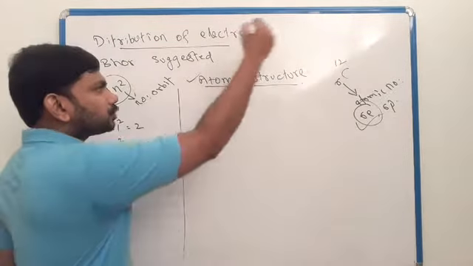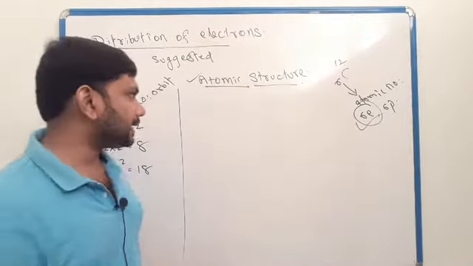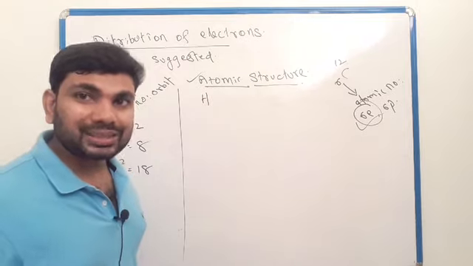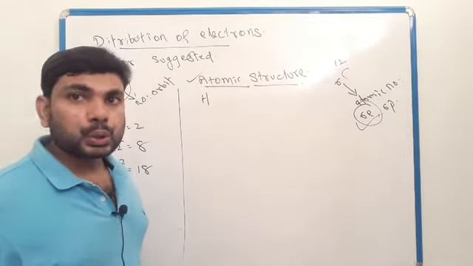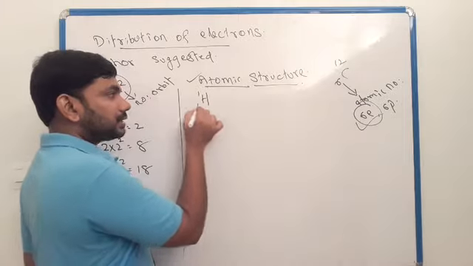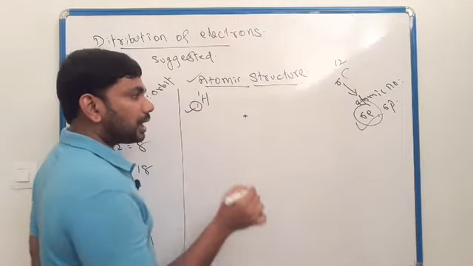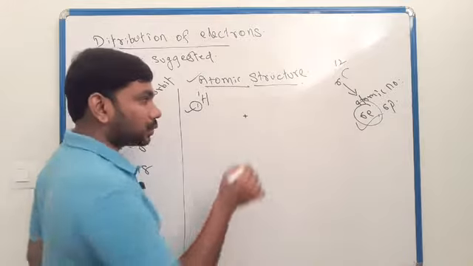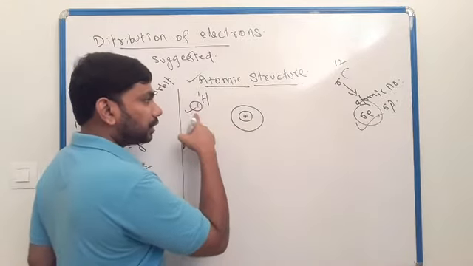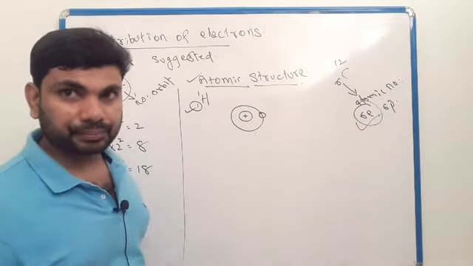Using the atomic number, we can draw the atomic structure. For example, hydrogen. Draw the structure of hydrogen. Use your periodic table; the atomic number of hydrogen is 1. In the middle we know there is a nucleus. Around the nucleus, the first orbit. How many electrons are there? Only 1 electron. This is the structure of hydrogen.